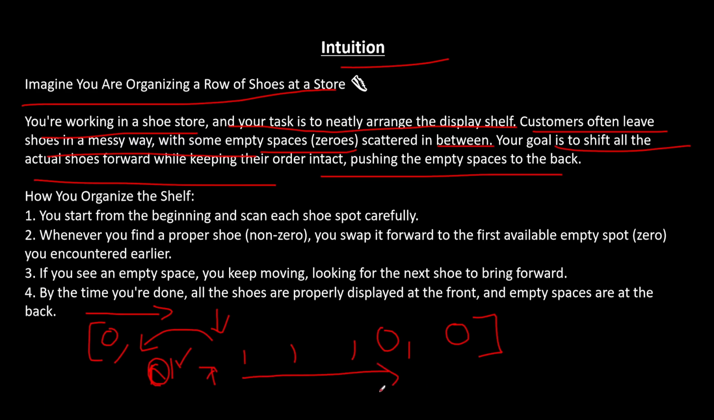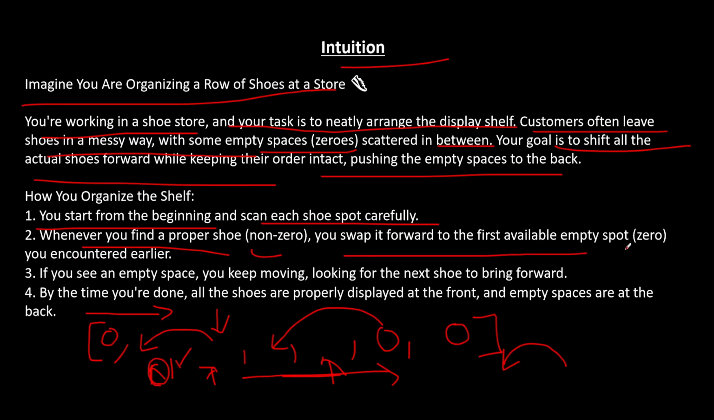Okay, this is another non-empty shelf, so we will swap it with the empty one here and we'll keep on going. So this is how our intuition could be. We just have to find the first non-empty shelf and replace it with the empty shelf found earlier. If you can see here, we start from the beginning and scan each shoe spot carefully. Whenever we find a proper shoe, which is a non-zero element, we swap it with the first empty spot, which is a zero, right? So if you see an empty space, you keep moving and you keep on looking for the next shoe to bring forward. By the time you are done, all the shoes are properly displayed. So this is the intuition we're going to follow, and I hope you understand how the intuition works.